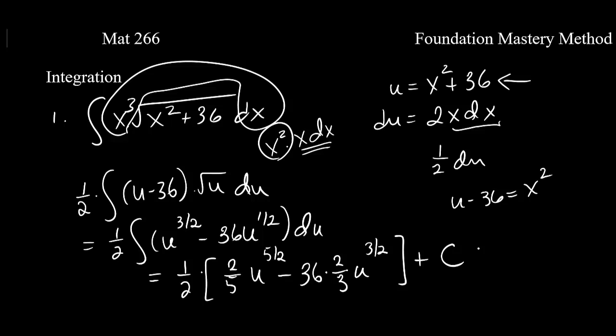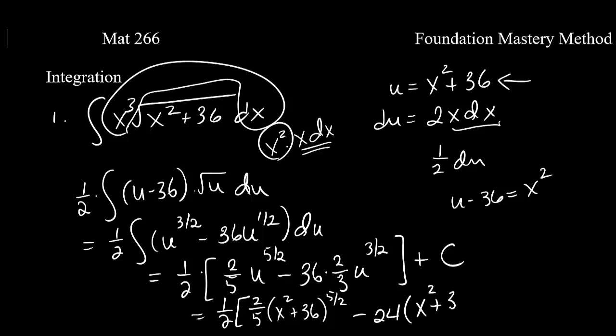And now we can clean up the constants a little bit and do a substitution in terms of the original variable. So we'll have a 1/2 times 2/5, and instead of u, we're writing x squared plus 36 to the 5/2 power, minus 24 times x squared plus 36 to the 3/2 power, plus our constant of integration as our final answer.